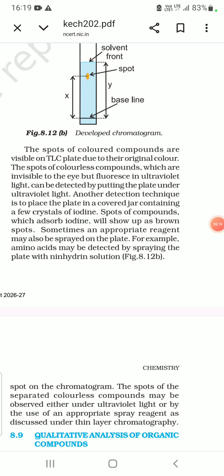Sometimes an appropriate reagent may also be sprayed on the plate. For example, amino acids may be detected by spraying the plate with ninhydrin solution. The spots of colorless compounds are invisible to the eyes, but fluorescent compounds can be detected in UV rays by putting the plate under UV light. Another detection technique is to place the plate in a covered jar containing a few crystals of iodine, and it will show up brown spots. In the next video we will look at partition chromatography. Thanks for watching.